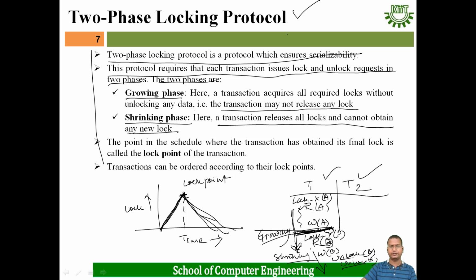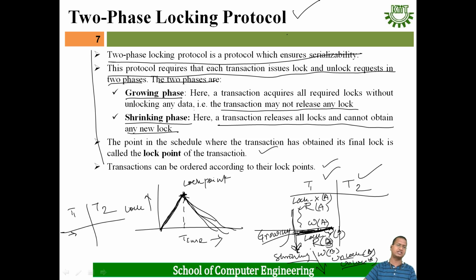The point in the schedule where the transaction has obtained its final lock is called the lock point of the transaction. And transactions can be ordered according to their lock points. Okay, we can sequence the transactions, or we can serially order the transactions using the lock point. Suppose T1 and T2 transactions are there.